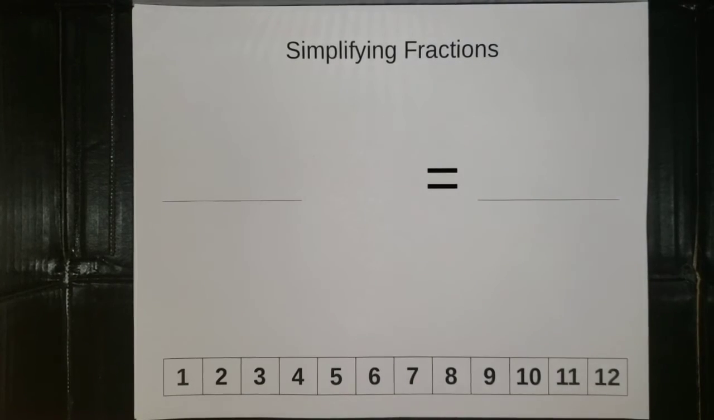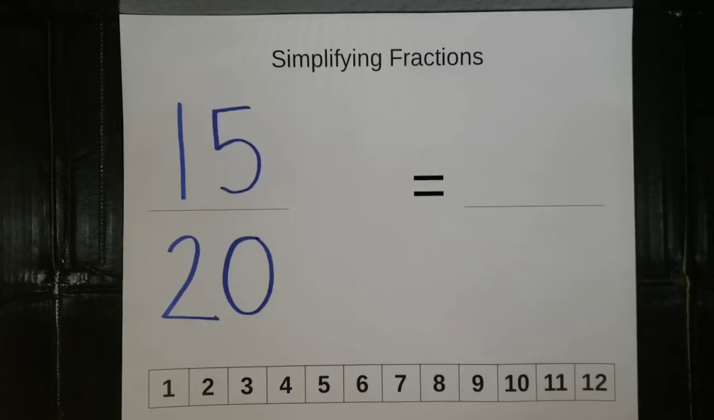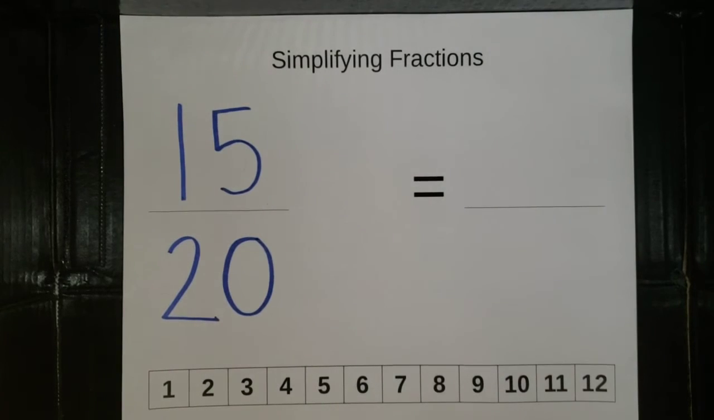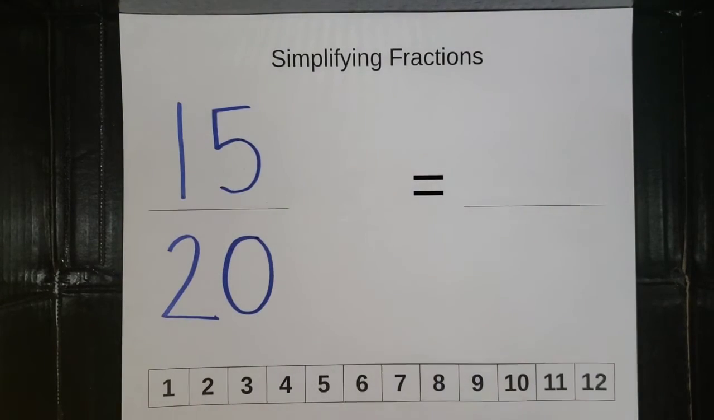Now it's time to practice on your own. Set up another piece of paper. Get ready to simplify another fraction. This is our fraction that we are going to work on simplifying, 15 over 20. Once you are ready, pause the video, find the common factors and the greatest common factor of both 15 and 20, and then use that information to simplify your fraction into lowest terms. Pause the video now.